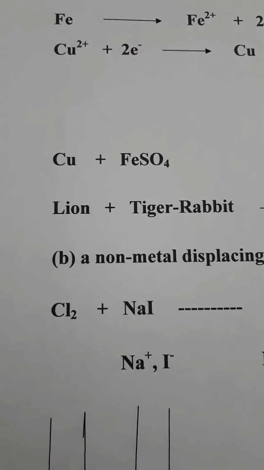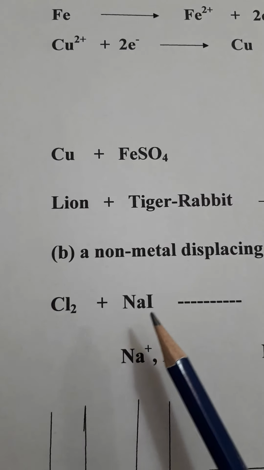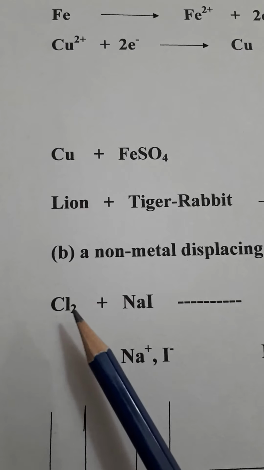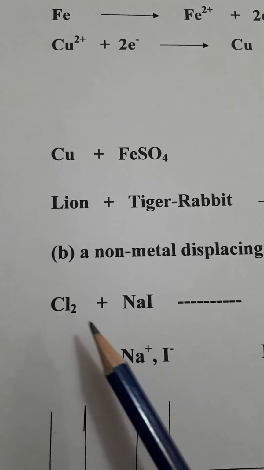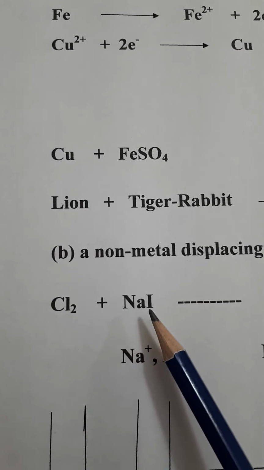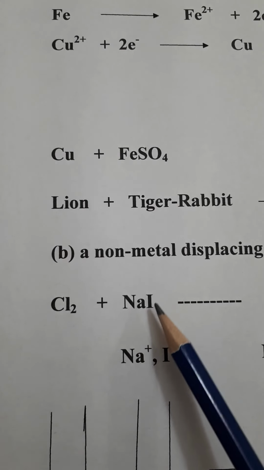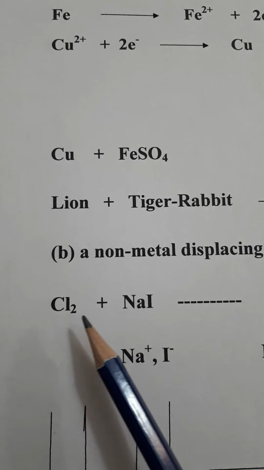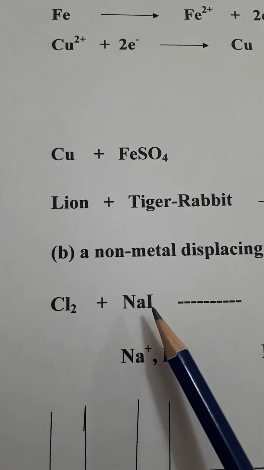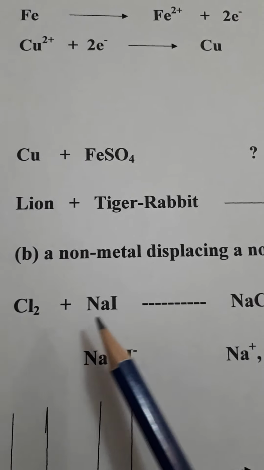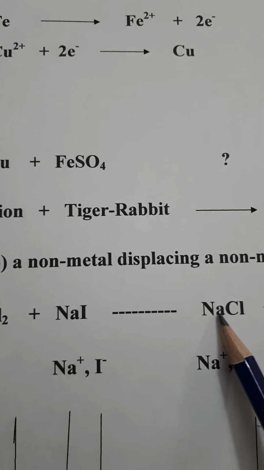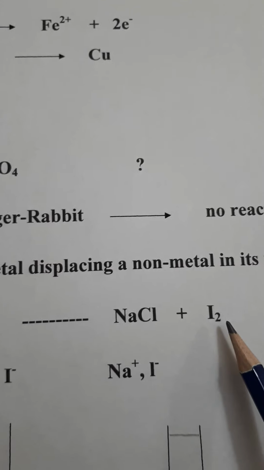Chlorine will react with sodium iodide. Now in this case, tiger is chlorine, lion is iodide ion. So what will happen? Chlorine will displace iodide ion. So it becomes sodium chloride, I minus, I2.